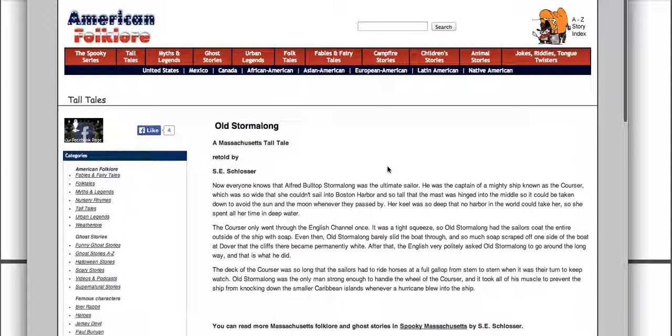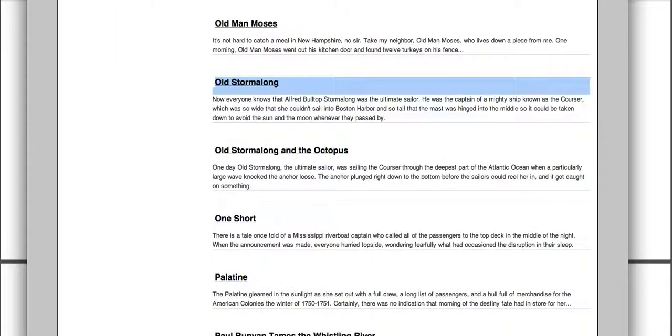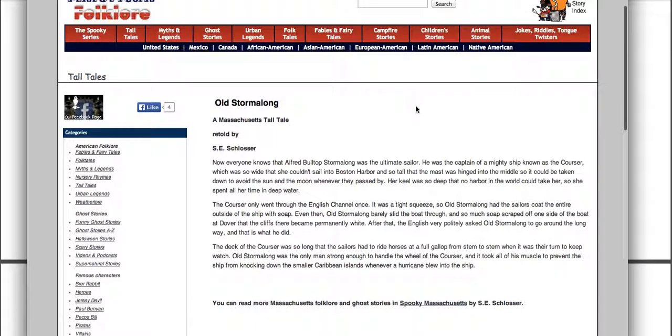This is a place, AmericanFolklore.net. It has some different tall tales. I went here and read through some different ones. They will not typically fit perfectly into the format, which is great. And you're welcome to take these and elaborate on them. I clicked on this one called Old Stormalong. And this is the little thing that it gives me.